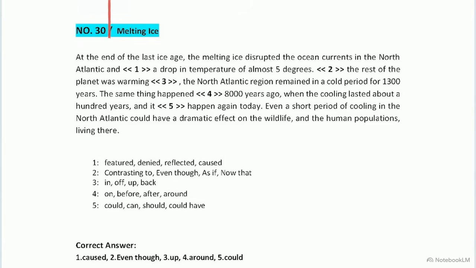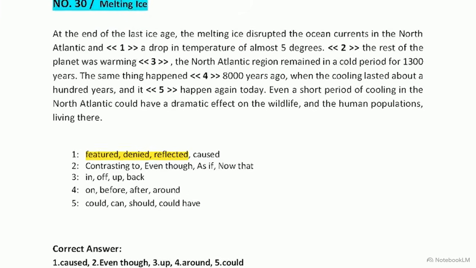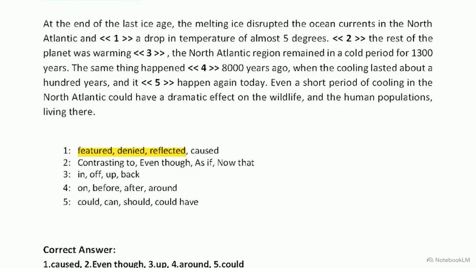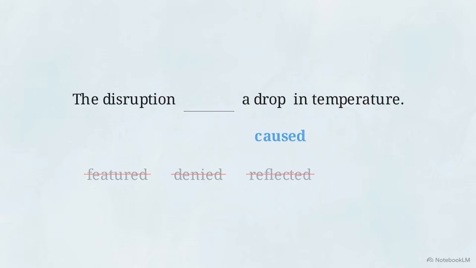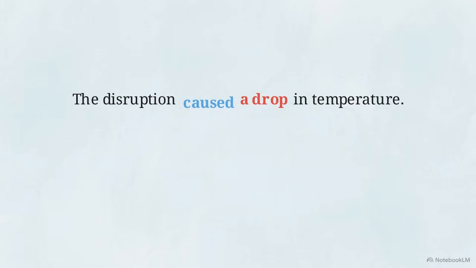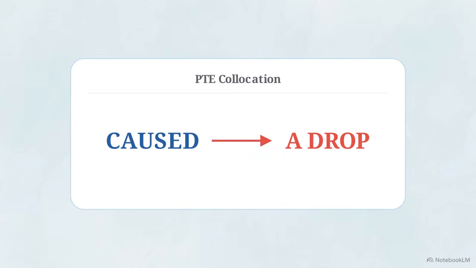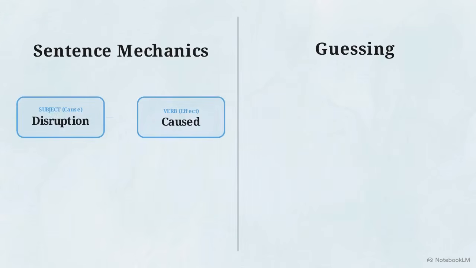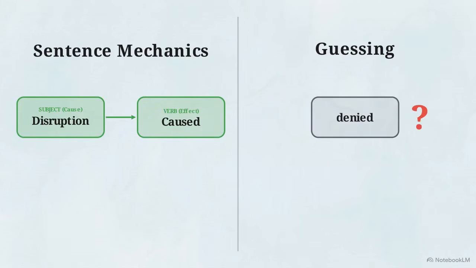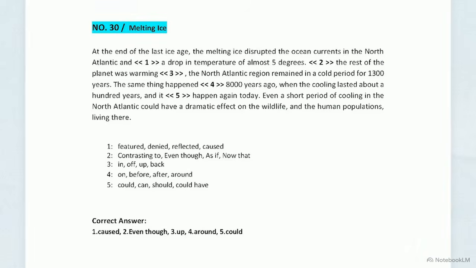Evaluating choices. Denied suggests the opposite. Featured and reflected do not fit the causal chain. That leaves caused. The disruption caused a drop in temperature. This is a common academic collocation to commit to memory. Relying on sentence mechanics and tracking cause and effect relationships is more reliable than guessing based on which word feels right in isolation.